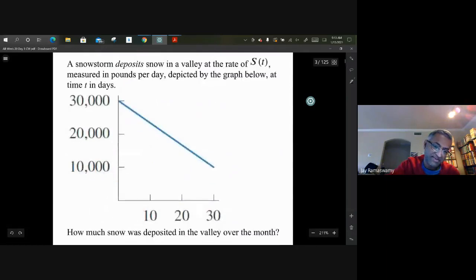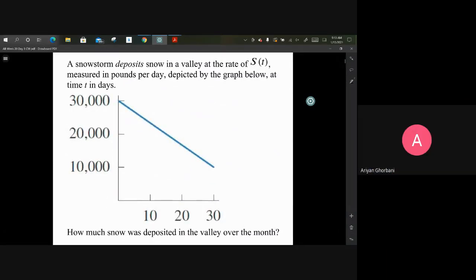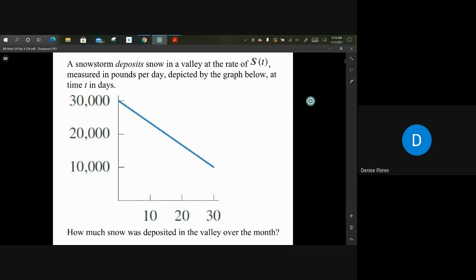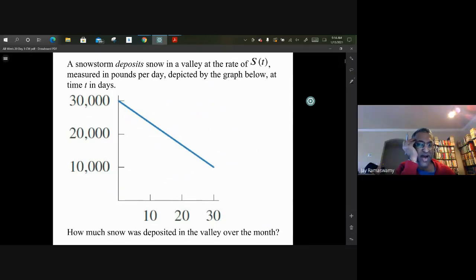Write on page 3, please. There's nothing for you to sketch or write. Just play along. Read the question with me. Everybody read the question with me. It says, a snowstorm deposits. So is that an in or an out?